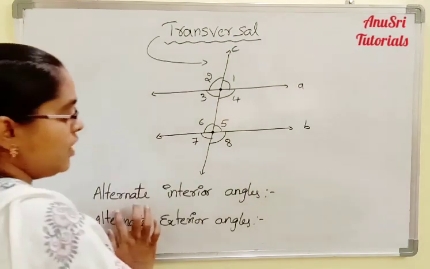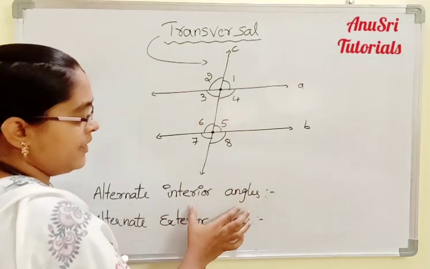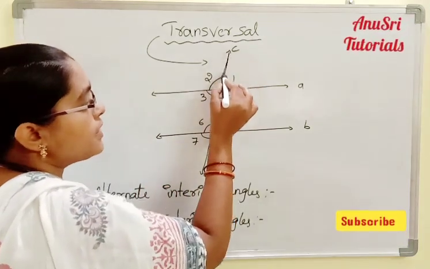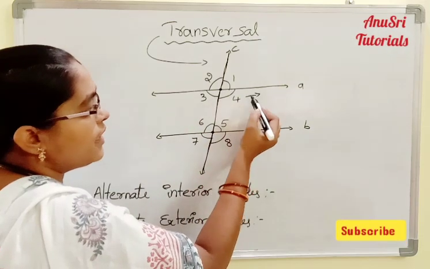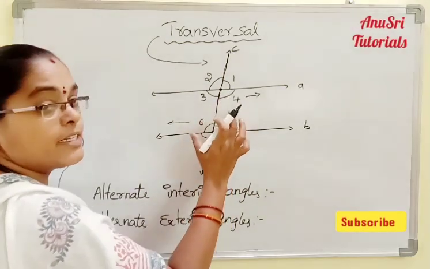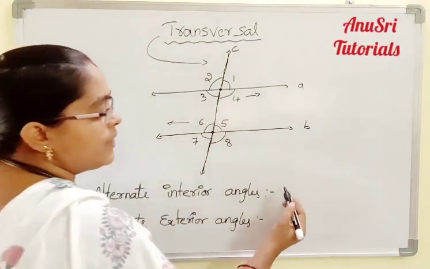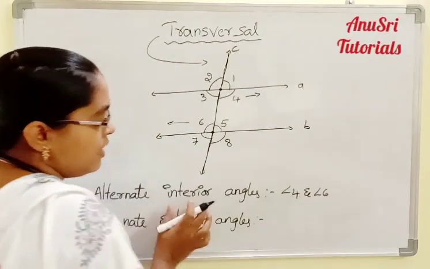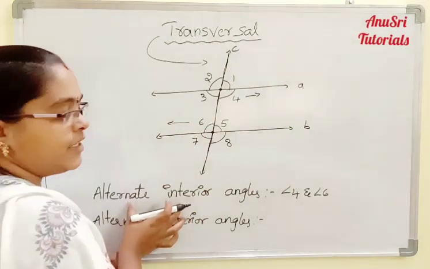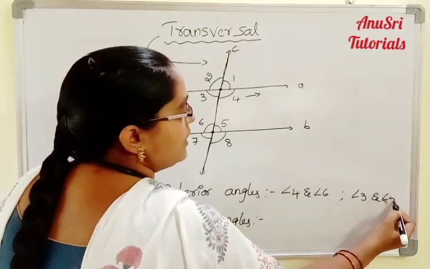Now see here, alternate interior angles. We know interior angles. Interior angles means 3, 4, 5, 6. These 4 angles are interior angles. In that interior angles, in alternate positions. See, if you observe this transversal, the angle 4 is this side of the transversal and whereas angle 6 is in the left side of the transversal. So alternate sides or opposite sides. Interior opposite side angles we are calling as alternate interior angles. So here angle 4 and angle 6 are alternate interior angles. Interior only but in opposite directions. So that angles we are calling as alternate interior angles. And another set is angle 3 and angle 5 are alternate interior angles.